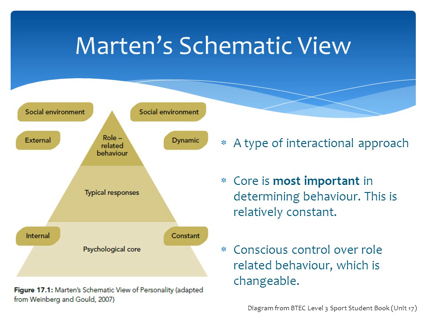A type of interactional approach then would be Martens' schematic view. There's a diagram here of that view, taken from the BTEC Level 3 Sports Student Book, which shows that essentially there are three levels of personality or behaviour, if you like, that are interlinked. Internally, you've got the psychological core of a person, which essentially we would call traits, up to the top of the schema, where you've got role-related behaviour. That is, a person behaves in a particular way when in a certain role. That role might be the captain of the team. Do they behave differently if they're the captain of the team compared to if they were just a player in any other position?